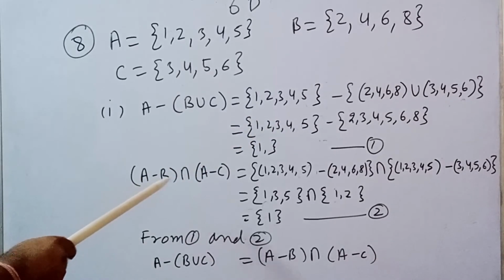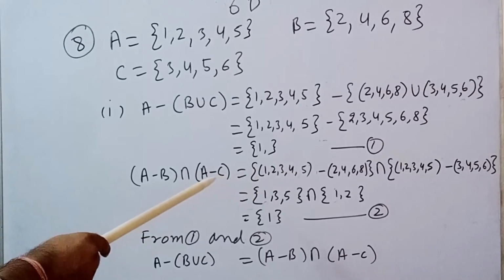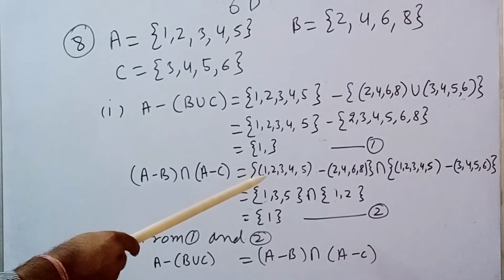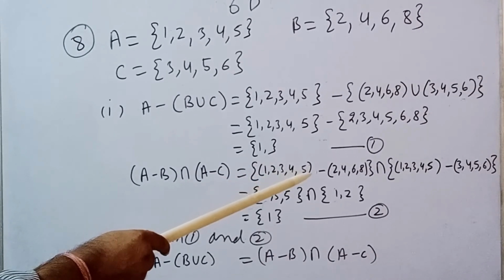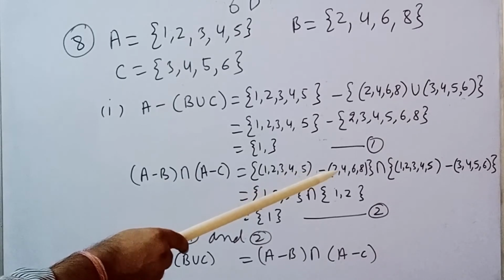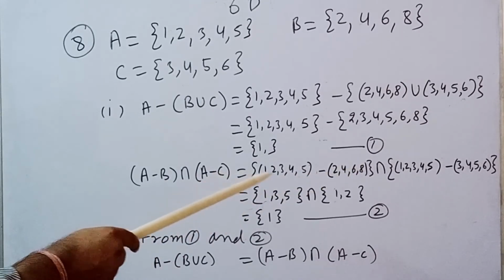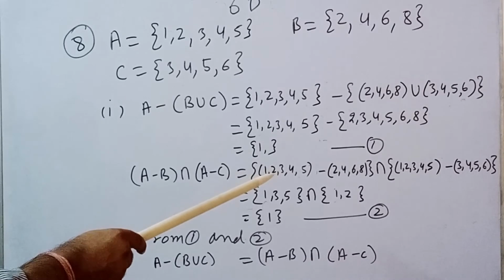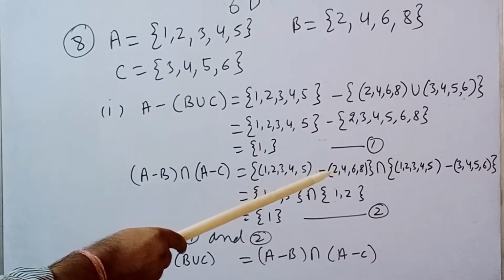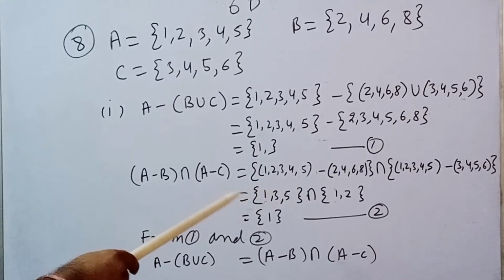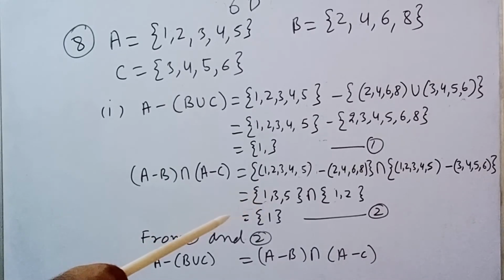Now A minus B intersection A minus C. Write down the sets: A = {1, 2, 3, 4, 5} minus B = {2, 4, 6, 8} intersection A = {1, 2, 3, 4, 5} minus C. So now the difference of A and B is {1, 3, 5}, the difference of A and C is {1, 2}, and the intersection, meaning the common of both, is 1.